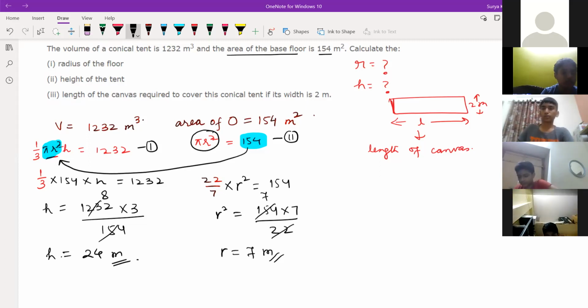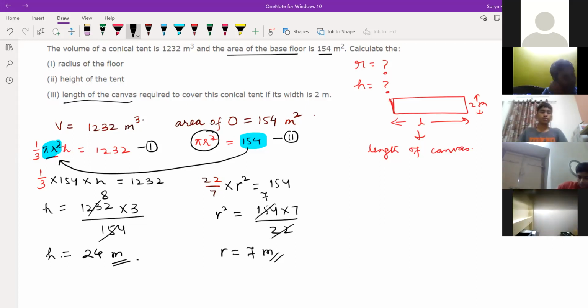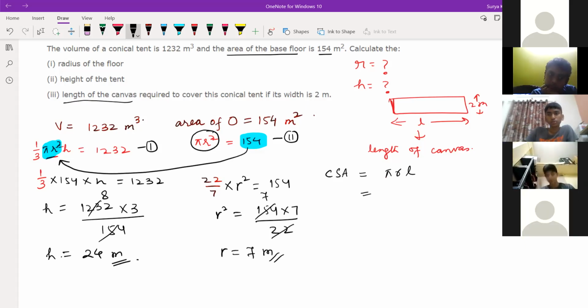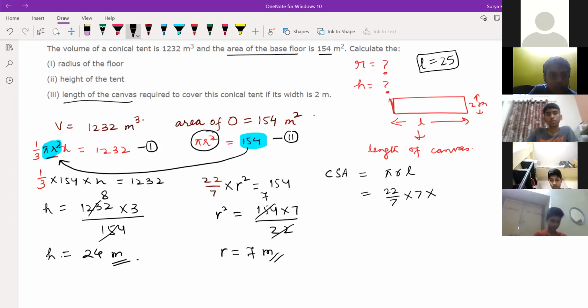Sir, of the cone or the canvas? You have to find the canvas length. Sir, you have to find the cone length also, because we need the CSA of the cone. Yeah, CSA of the cone is equal to? πrl. Then, sir, I found the length. Length is 25, our radius is 7, and then I equated the CSA with length into breadth. How to get 25, all of you know this, right? We get l as 25 by the Pythagoras formula. Put here 25. So 7, 7 will get cancelled, right?